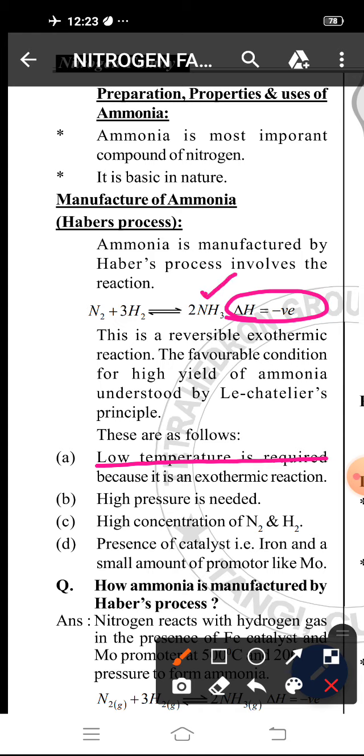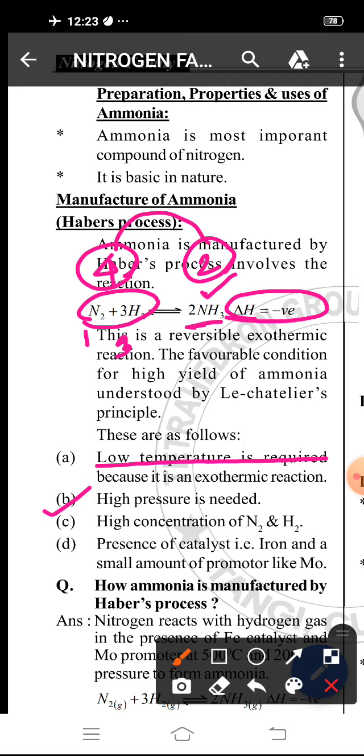Second, high pressure is needed. Why is high pressure needed? Because on the reactant side there are 4 molecules of reactant, that is 1 molecule of nitrogen and 3 molecules of hydrogen. Combined, 4 molecules of reactant react to form 2 moles of ammonia, which means volume decreases. When volume decreases, according to Le Chatelier's principle, this reaction moves forward by increasing the pressure. So high pressure is needed.